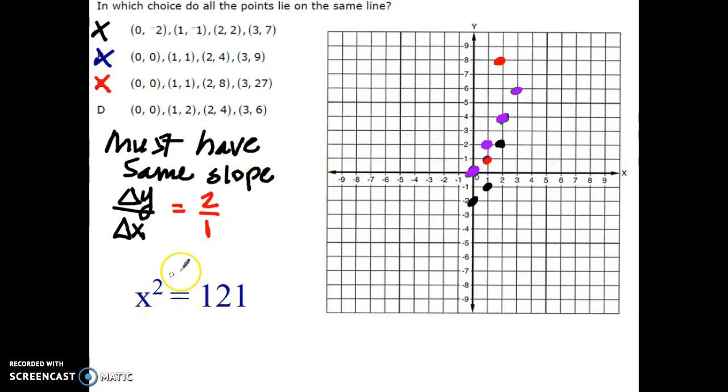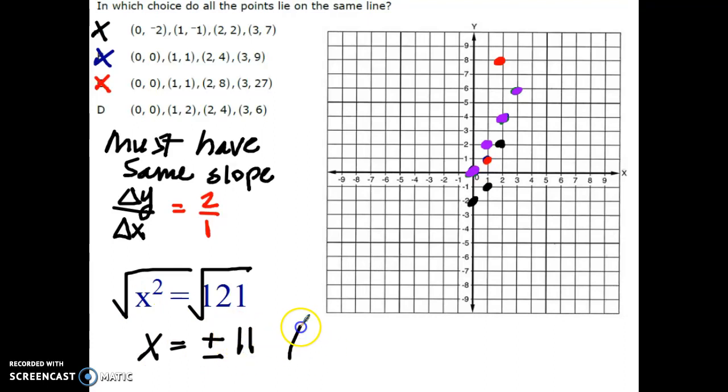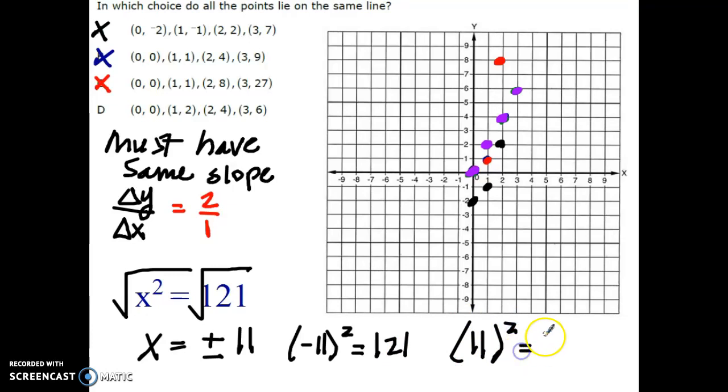Okay, so x squared equals 121. How do you solve this? Well, to undo a square, we take the square root, right? So when we take a square root of a variable, the answer is positive and negative because a negative squared is a positive. So negative 11 squared is 121, and 11 squared is 121. So when you take the square root of a variable, the answer is positive and negative because squaring a negative also gives you a positive.